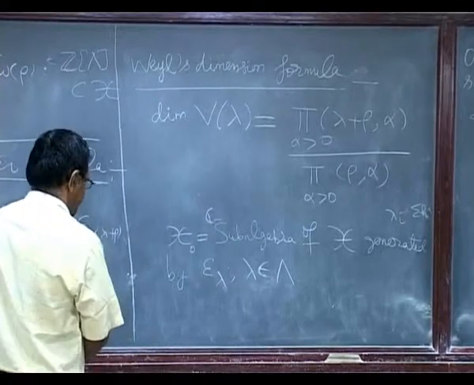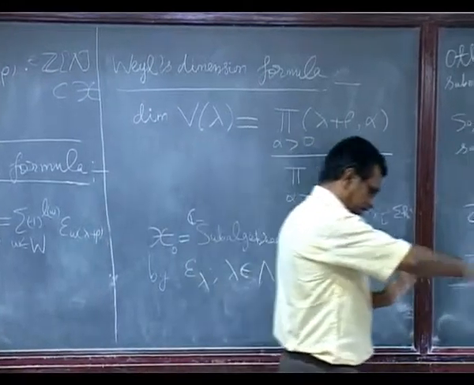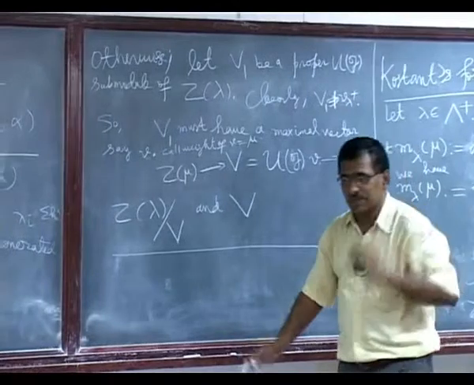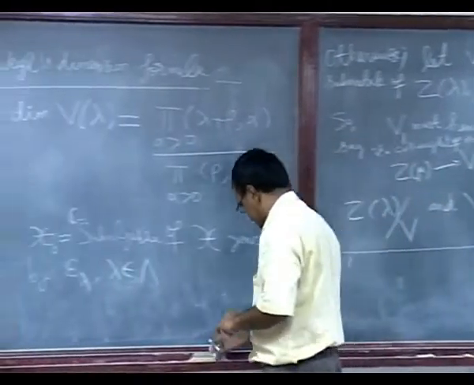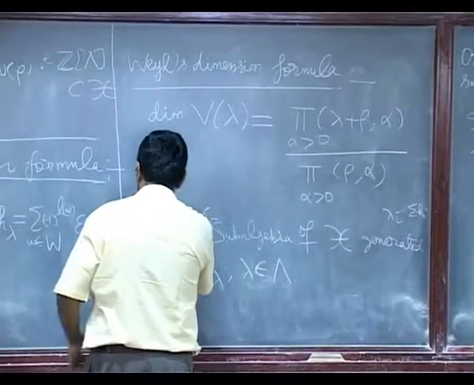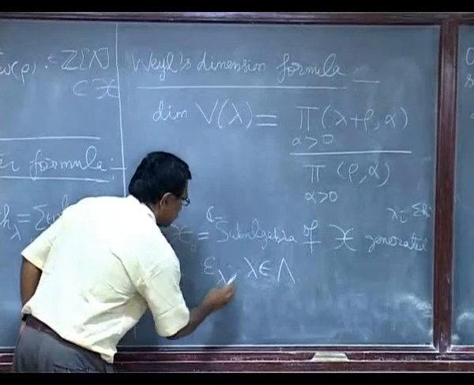Okay. This is something like in the class functions you take only the virtual characters. In the class functions you take the virtual characters. Finally, there that's equal, but here they are not equal. These two may not be equal.